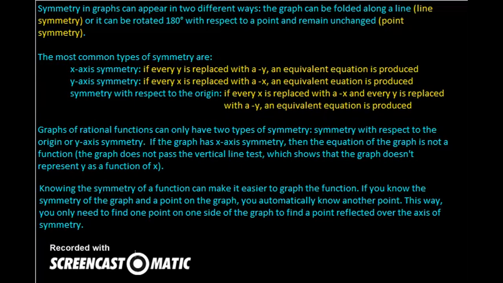a function of x. Knowing the symmetry of a function can make it easier to graph the function. If you know the symmetry of the graph and a point on the graph, you automatically know another point. This way, you only need to find one point on one side of the graph to find a point reflected over the axis of symmetry.